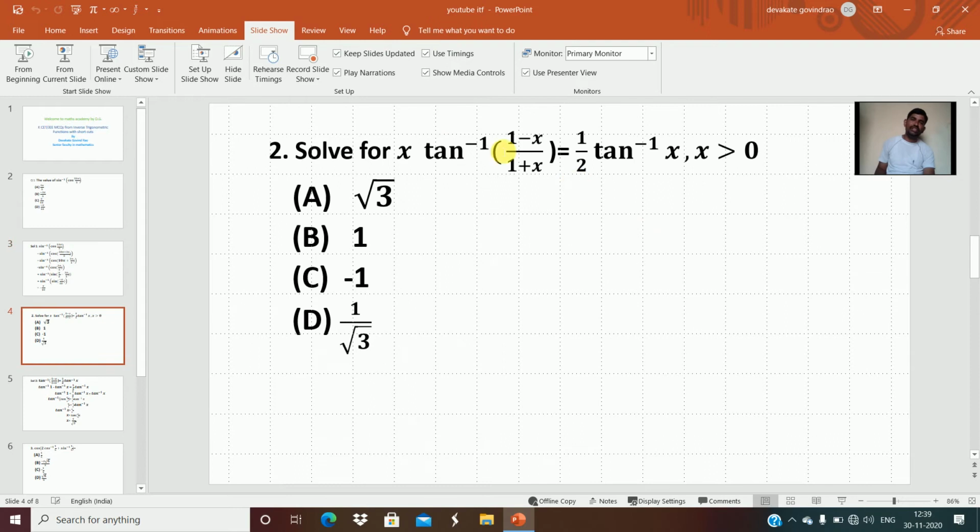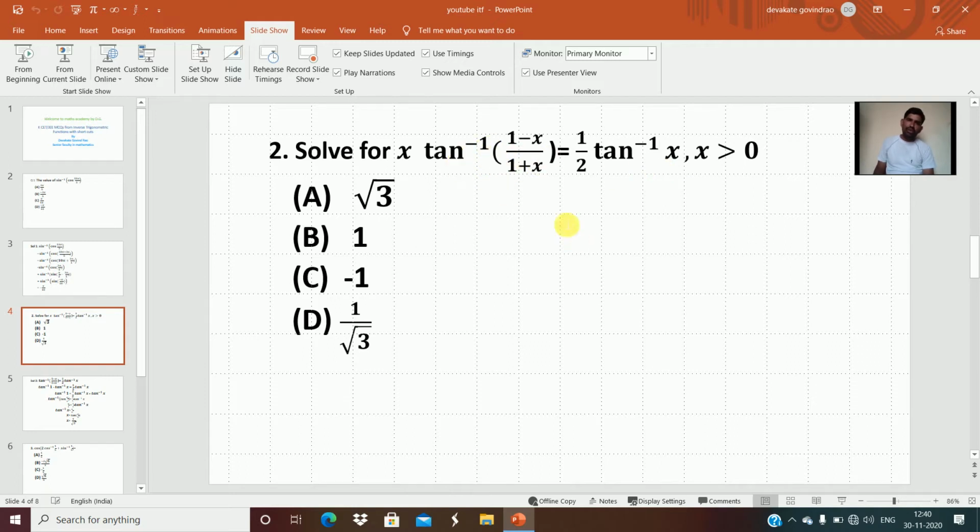So we will check the next question. Solve for x: tan inverse of 1 minus x by 1 plus x is equal to 1 by 2 into tan inverse of x, where x is greater than 0. Okay, so we have to solve this to get the x values. That's why I'm taking tan inverse of 1 minus x by 1 plus x is equal to 1 by 2 into tan inverse of x.